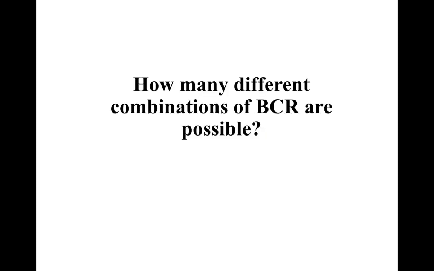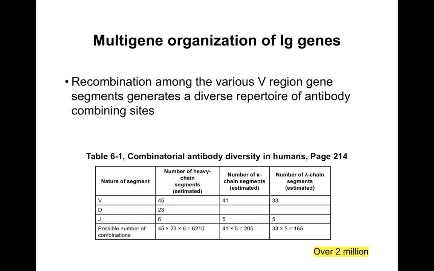How many different combinations of B cell receptors are possible? Because we have multiple different segments: in the heavy chain we have V, D, and J, and in the light chains we have V and J segments, and then we could have kappa or lambda. If you take into consideration all these different combinations of heavy chains and light chains, and the fact that you can have heavy chains with different light chains, you get over 2 million possible ways to organize these genes, ways that they can be recombined.